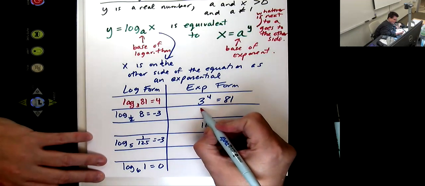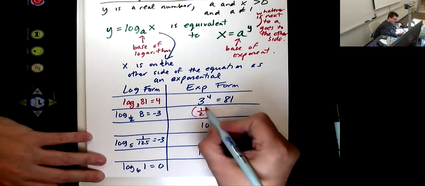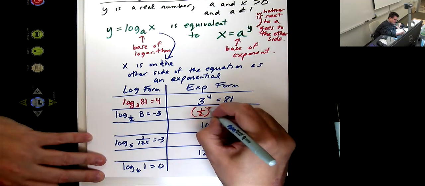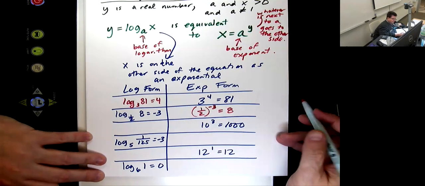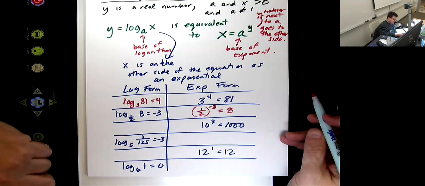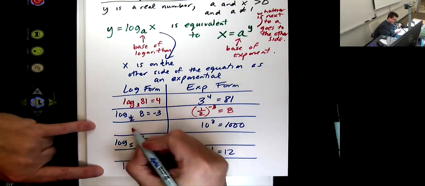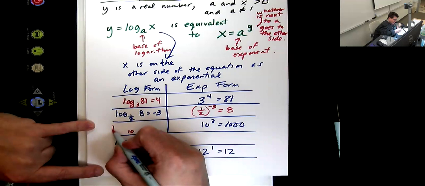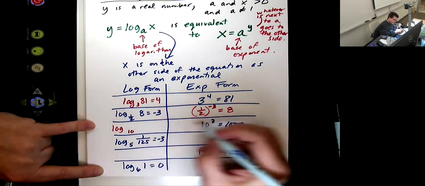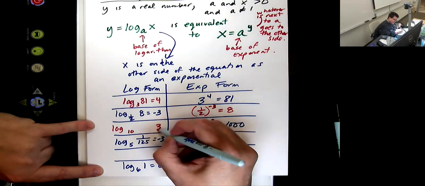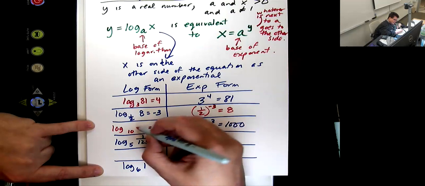My base for this one is 1/2. The 8 goes to the other side of the equation and the other side comes over as the exponent. Here the base is 10. The exponent goes to the other side. And 1,000 comes over.